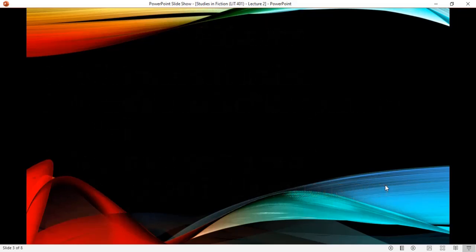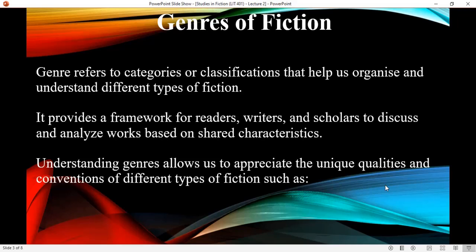When we talk about genres of fiction, what are we talking about? We are talking about categories or classifications that can be used to organize or explain different types of fiction. Through the genres of fiction, we have a framework that readers, writers, and scholars can use to discuss or analyze works based on different characteristics that are shared among works or that are shared among authors.